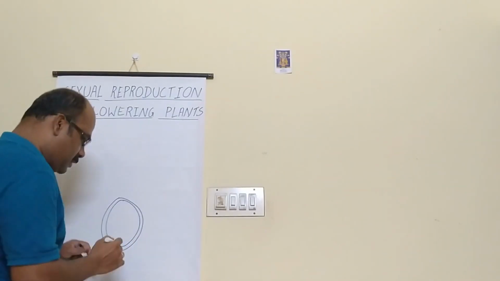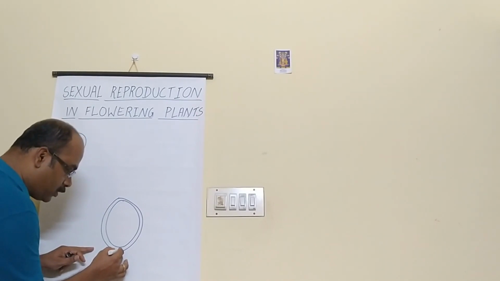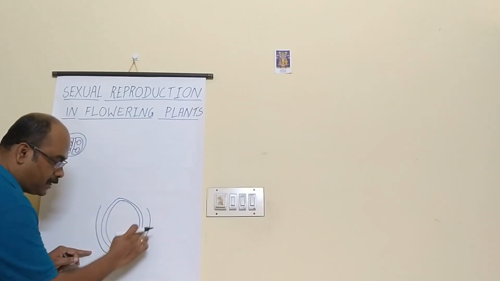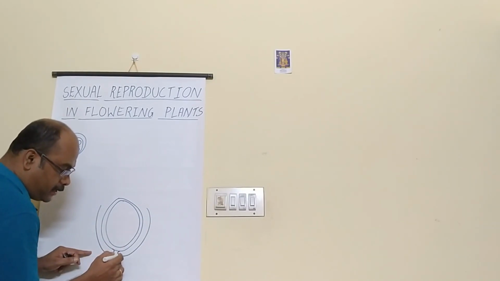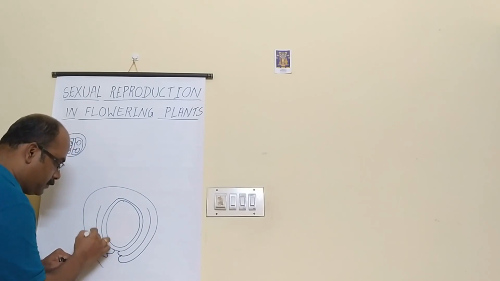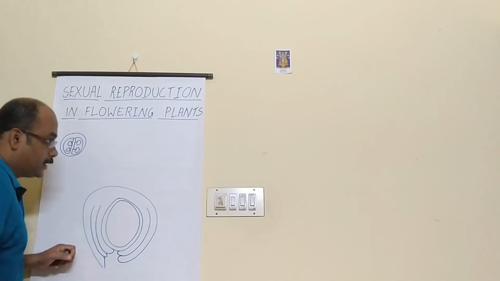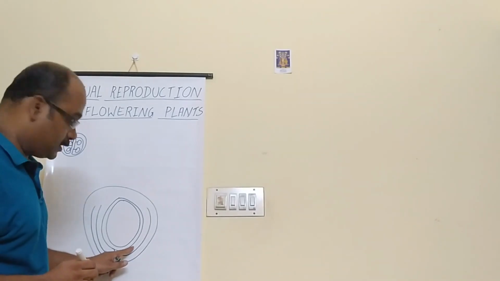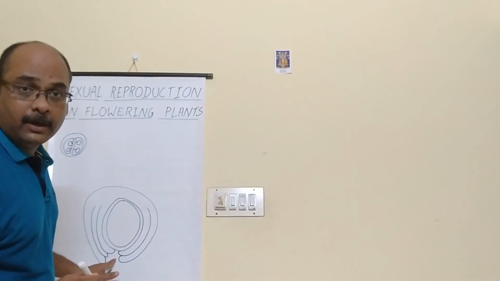No need to study these things. Then it has two coverings, but it is not continuous. This covering is broken here, and another covering is also there. These coverings are called integuments, the outer integument and the inner integument. They have a break here called the micropyle.